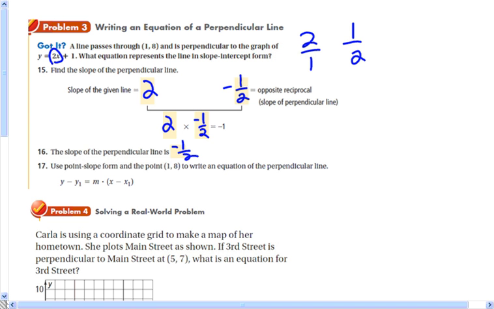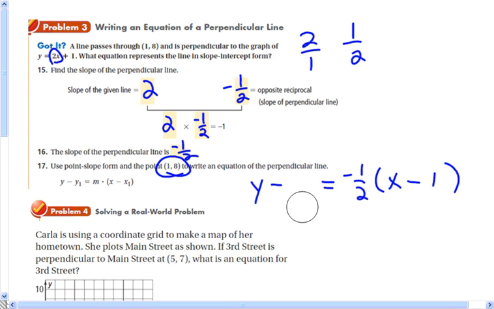Now we're going to use point-slope form to write the equation, because that's the quickest way to get an equation. And that is y minus some y value is equal to the slope times x minus some x value. And we can substitute for the slope, negative 1/2. We can put for our x value, that's from this point, x value is 1, and the y value is 8. And we have an equation.